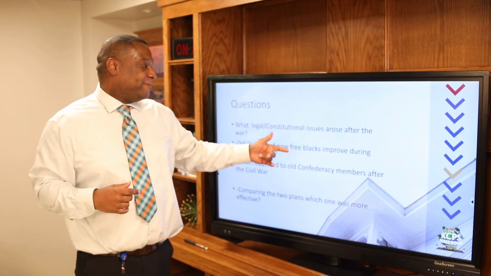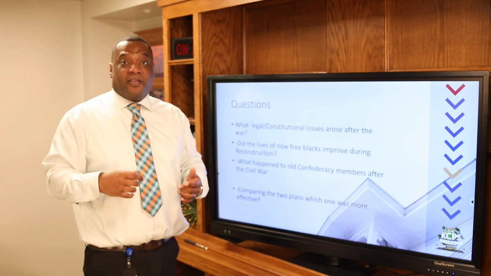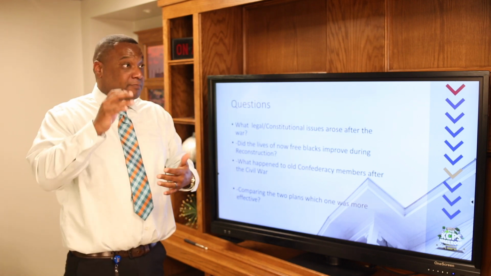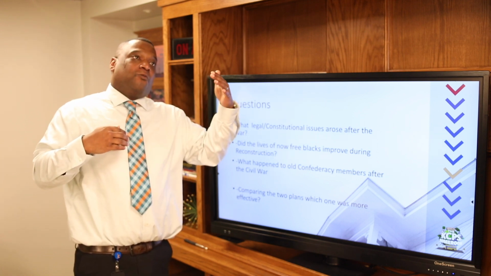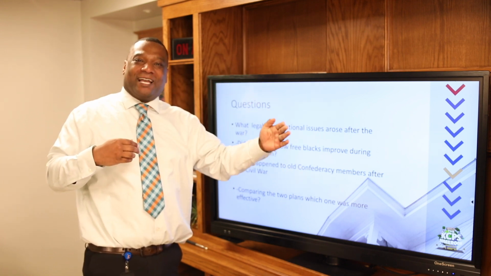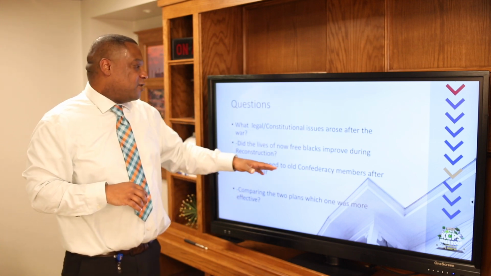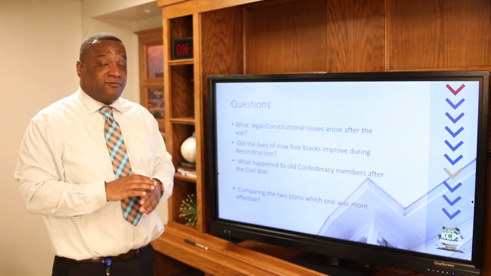Then, did the lives of free blacks improve during Reconstruction? For the short term, yes, right? The short term, they did improve, correct? But on a long-term period, we still had to have the civil rights movement close to 100 years down the road. What happened to the old Confederate members after the Civil War?